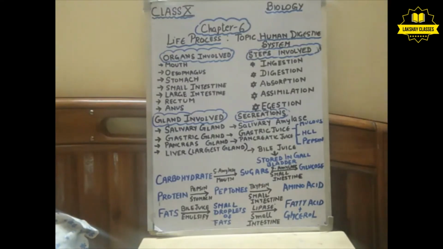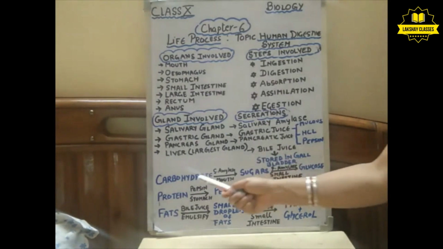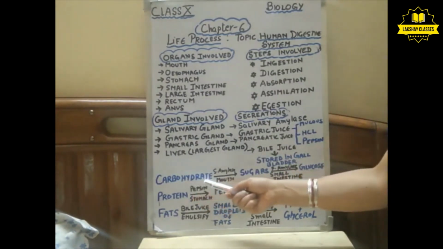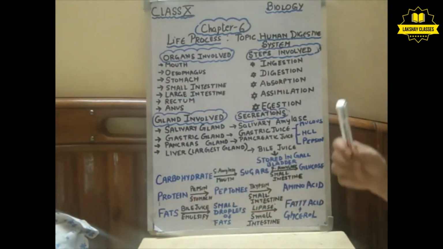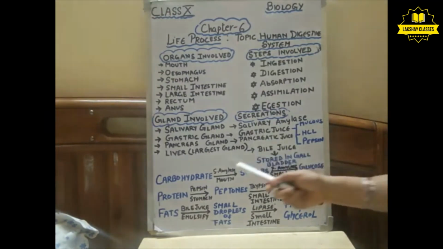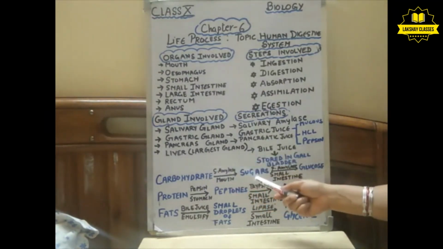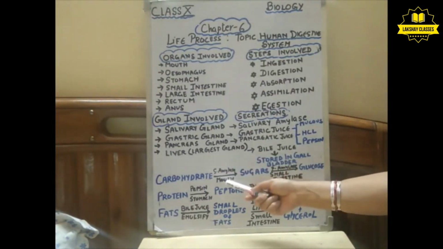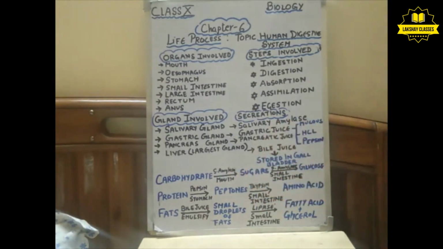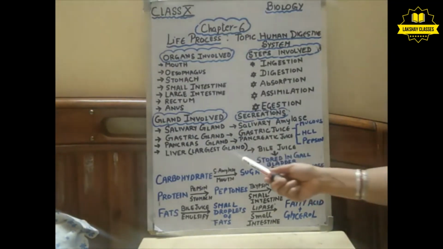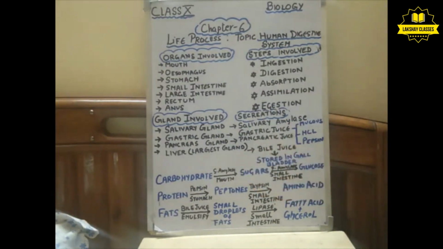Alright. So the carbohydrate which is present in the food starts converting into sugars in your mouth in presence of salivary amylase, which is secreted from the saliva. Salivary amylase is also called ptyalin enzyme.